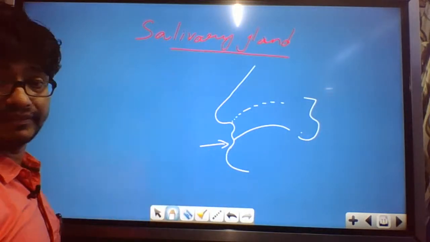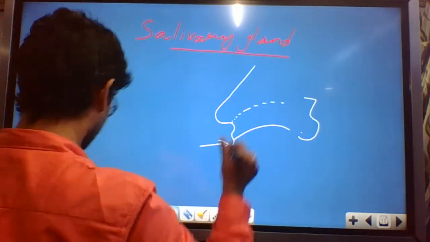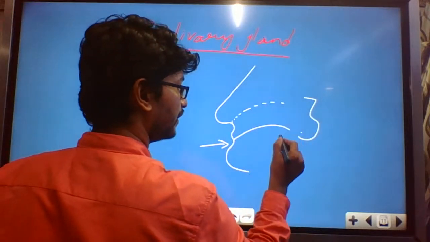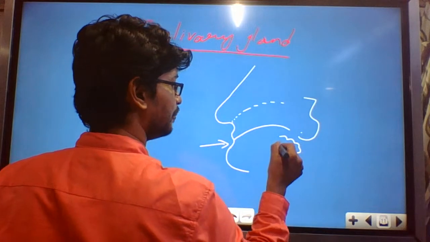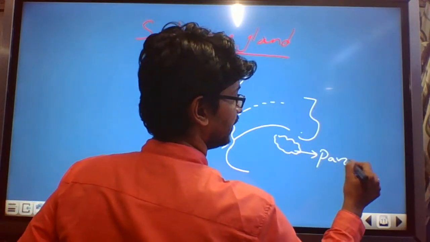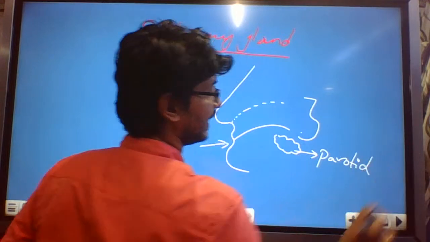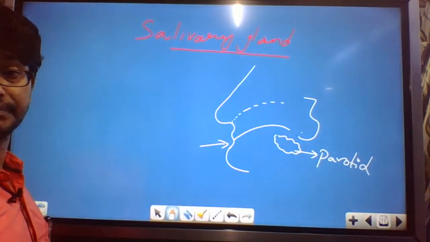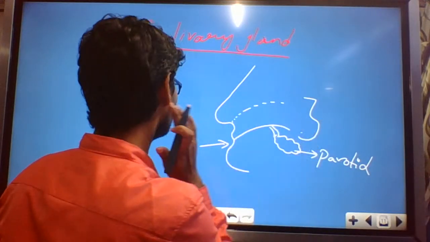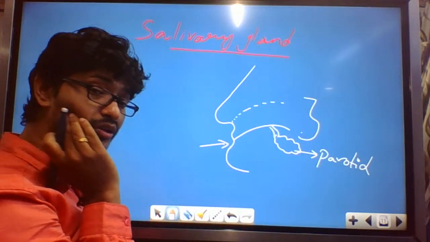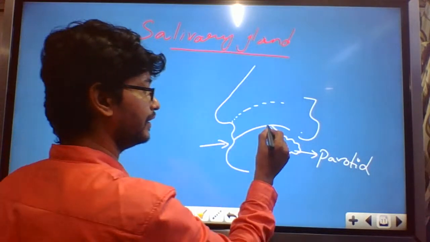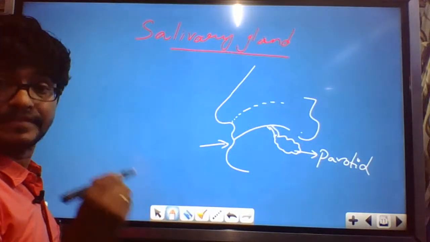There are three types of salivary glands. What are the three salivary glands that we're going to discuss? Here, near the ear, we have something called the parotid gland. The first gland is called the parotid gland. This parotid gland is very close to the ear; the ear is here. This is the area where you could see the parotid gland, and this is the largest salivary gland.